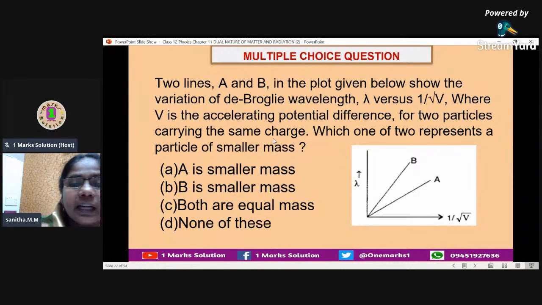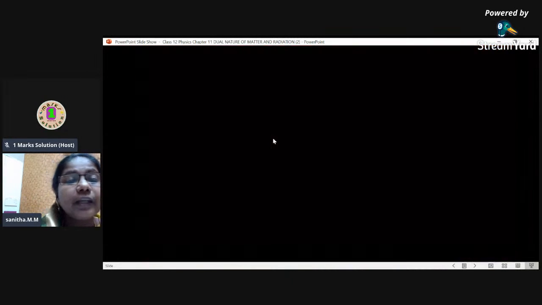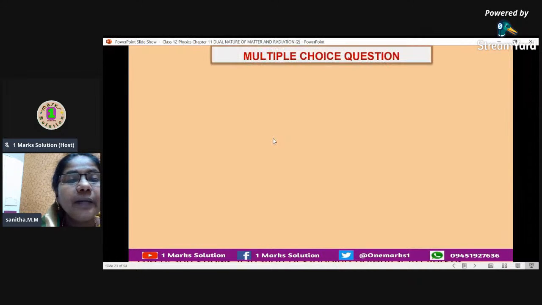So from this graph, you have to find which one is having smaller mass. Very easy, because you just take the slope. Which one is having more slope? It will be having smaller mass. Sorry, which one is having more slope? It is B. So the answer will be B is having smaller mass. That you have to note. Next, we can go for the next question.